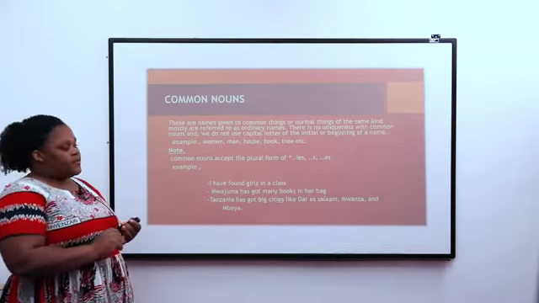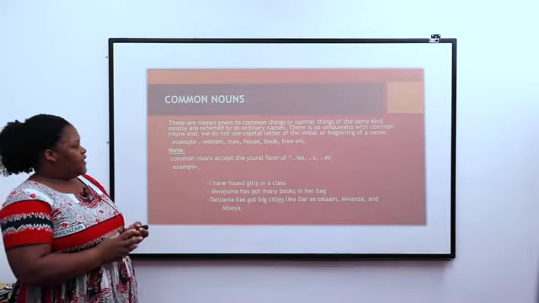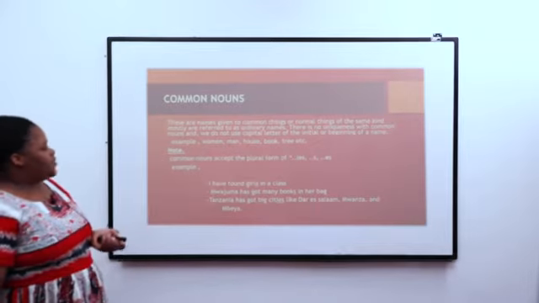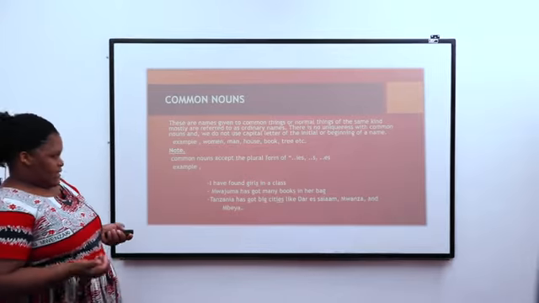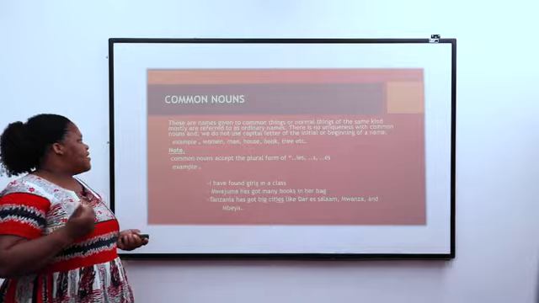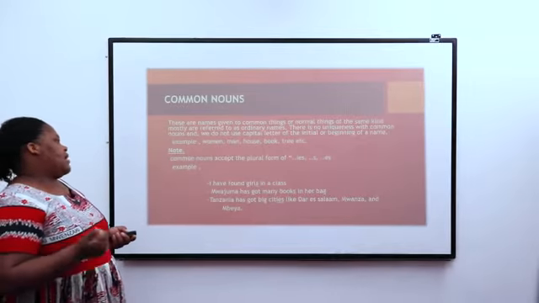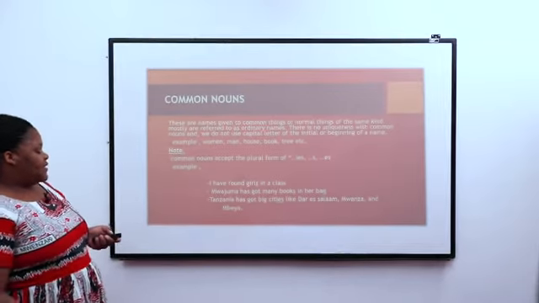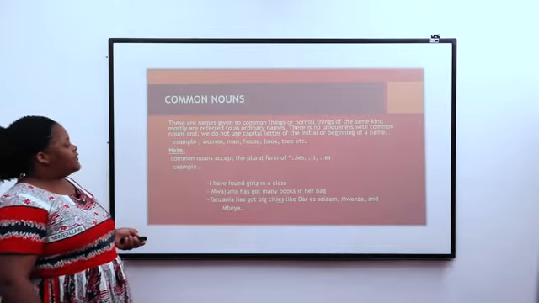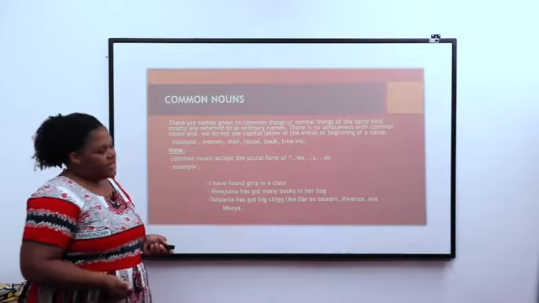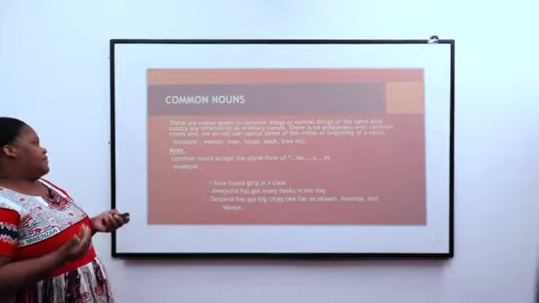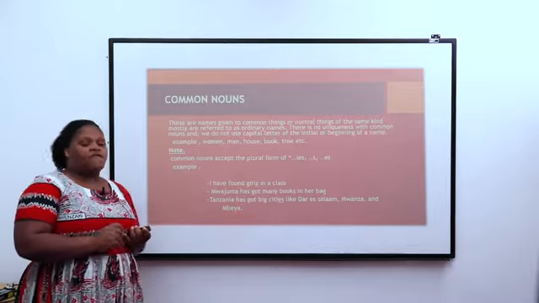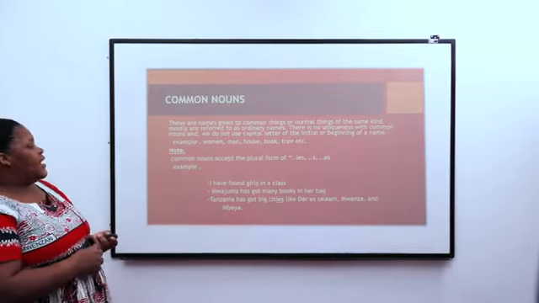Another type is the common noun. These are names given to common things or normal things of the same kind, mostly referred to as ordinary names. There is no uniqueness with common nouns, and we do not capitalize the first letter of a name. For example, woman, man, house, book, tree, etc. Now, a point to note here is that common nouns accept the plural form, that is IES, S, and ES.